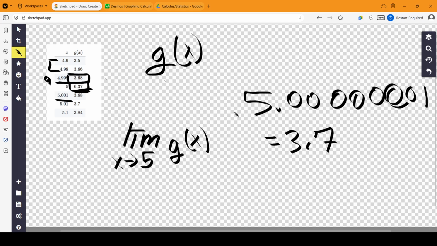So always make sure that you're evaluating the left-hand side and the right-hand side to see what they're getting increasingly close to, as x is getting increasingly close to the limit value.